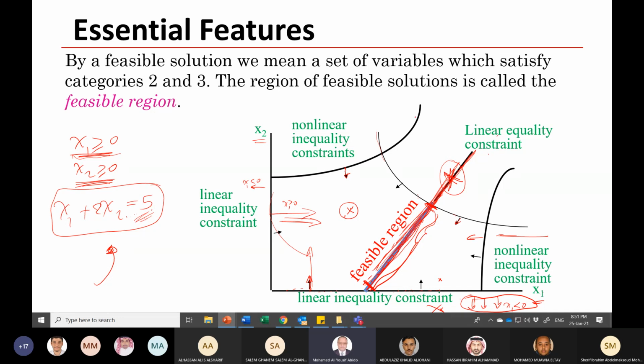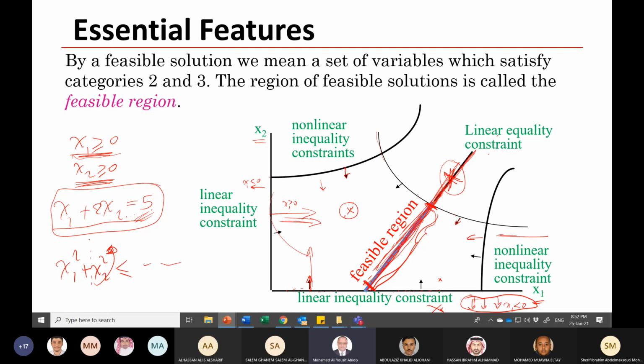And if you have others, you may have, for example, x1 square plus x2 square less than or equal to whatever. You can have other constraints here. So this is one constraint, and this is the feasible region. This is the other constraint, and this is the linear equality constraint like this one, the straight line. So with these constraints, you can construct the feasible region.